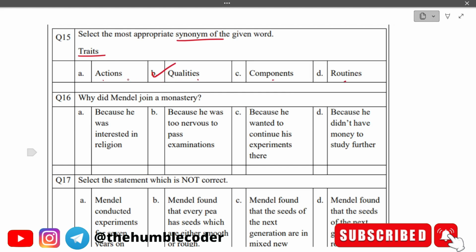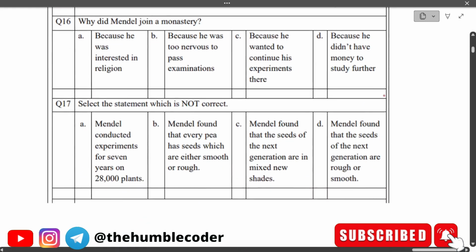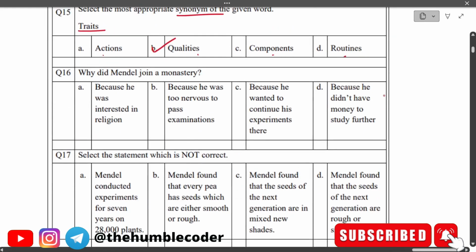And just to tell you what the other words mean, actions implies things that someone does. Components refers to the parts of a whole thing. And routine pertains to habitual actions. So these are pretty basic words, so you can also guess the correct answer in that case. Let's see the next question that we have based on the passage.